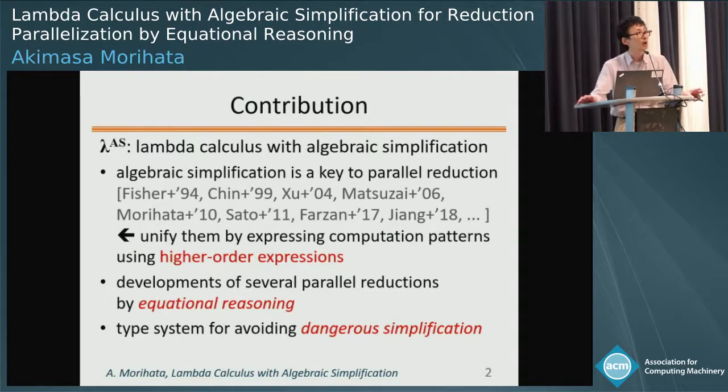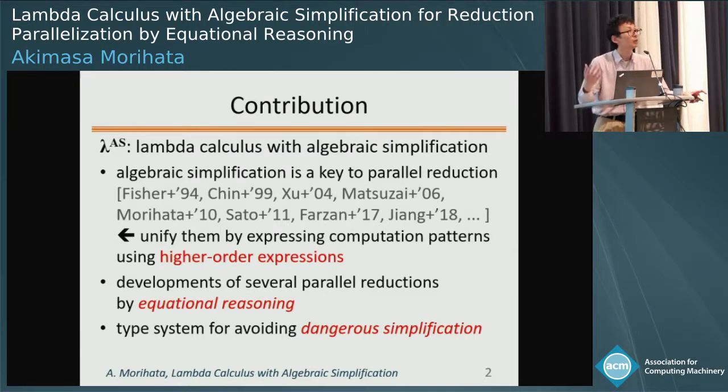In this paper, a new lambda calculus is introduced. Its name is Lambda AS. Lambda AS is a lambda calculus equipped with algebraic simplification. The idea is that parallel reduction is essentially based on algebraic simplification. That is not my invention, but many papers make that point.